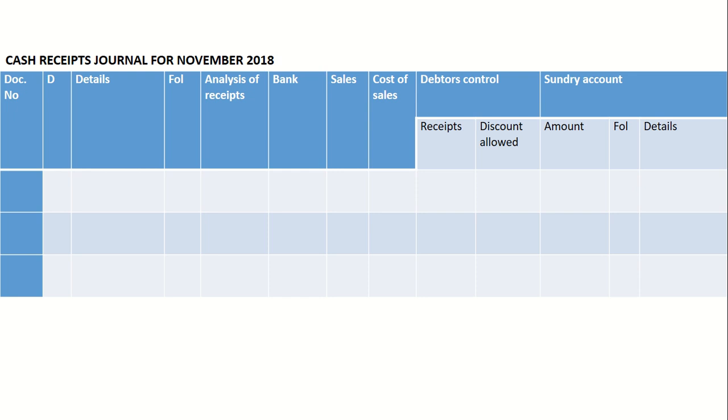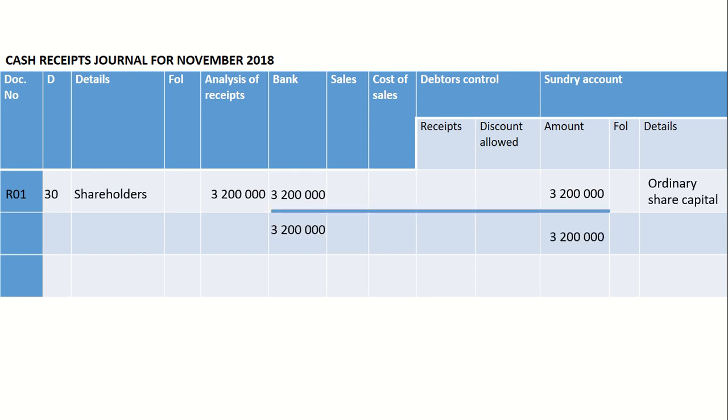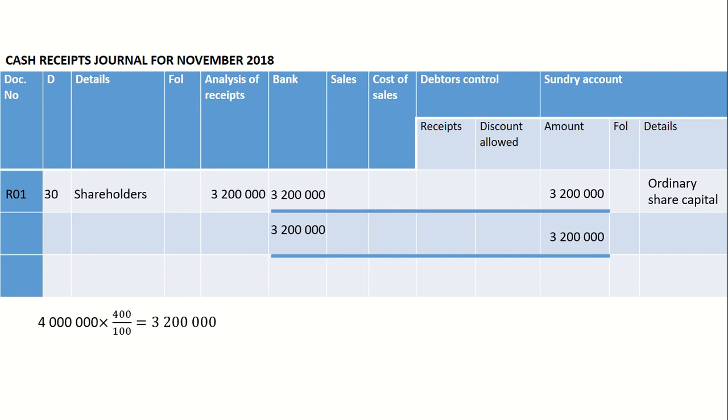How do we record this? Note that we're going to record the amount that we received, which is 3,200,000 rand. I will show you shortly how we got the 3,200,000 rand. I simply took the 800,000 shares and multiplied by 400 cents divided by 100. So whenever you see cents, you must just remember 400 cents simply means 400 divided by 100, and you will get the value, which will give us that 3,200,000 rand.